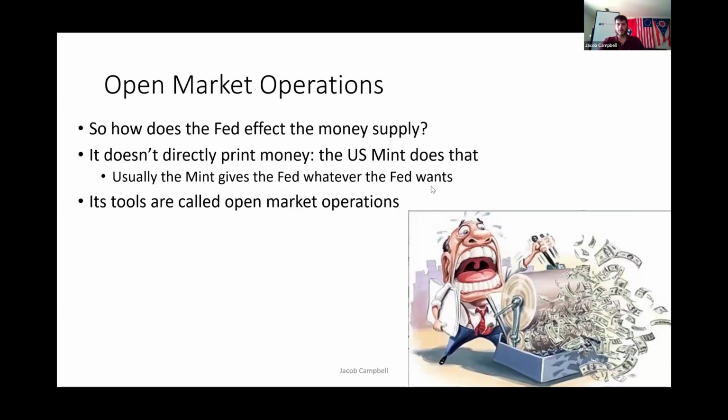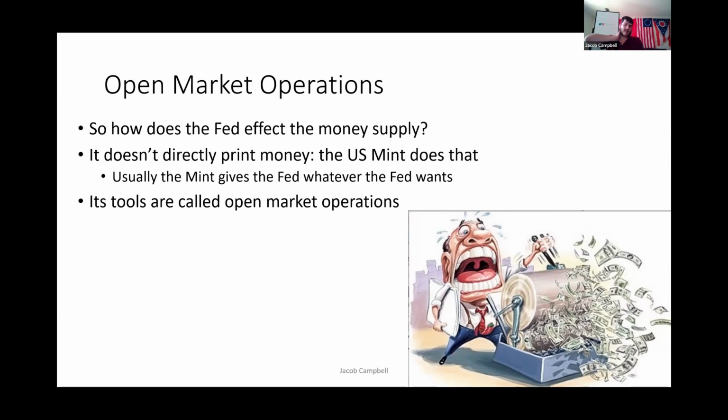So, how is the Fed going to affect the money supply? Well, they're not going to do it by directly printing money because the US Mint does that. The Mint is still in control of cash and coins. Although, admittedly, the US Mint tends to give the Fed whatever the Fed wants. They don't have to. The Fed has no authority over them, but that just tends to be how it goes.